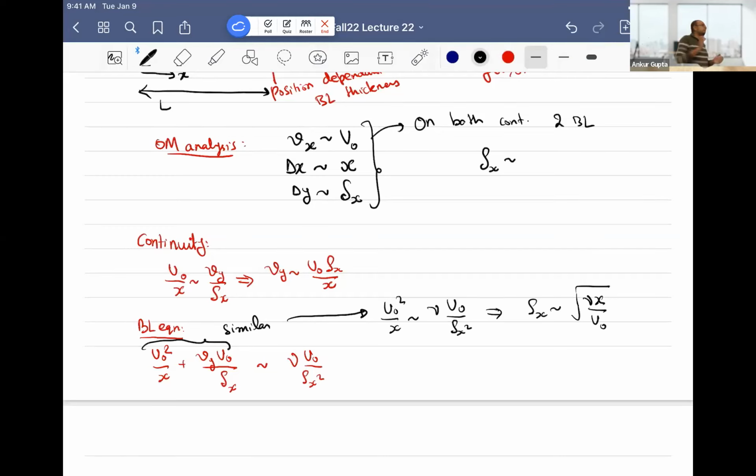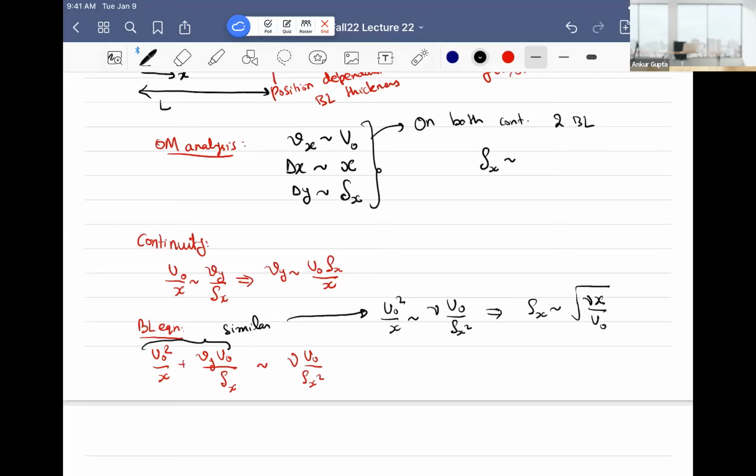All right, so let's see how we can do this. Hopefully this is becoming second nature, seeing order of magnitude analysis. So we will do the continuity equation. It's u naught by x because it's Vx by x, and then Vy by delta because Vy we don't know, and delta is the scale of y, and Vy becomes u naught delta by x.